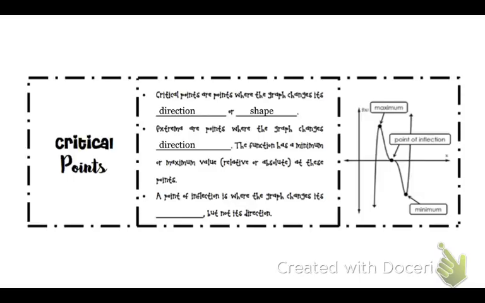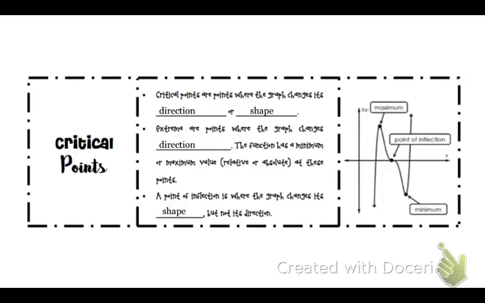Relative means it's not the highest point on the graph, but it's the highest point compared to the points directly around it. Absolute means it's the very highest point on the graph. Okay? And then a point of inflection is where the graph changes its shape, but it doesn't change its direction.